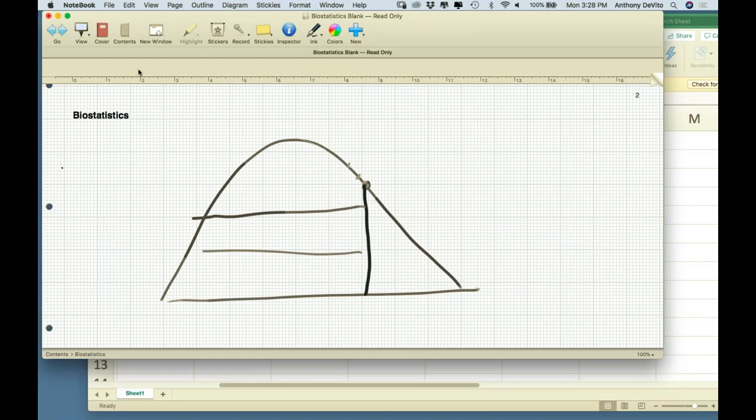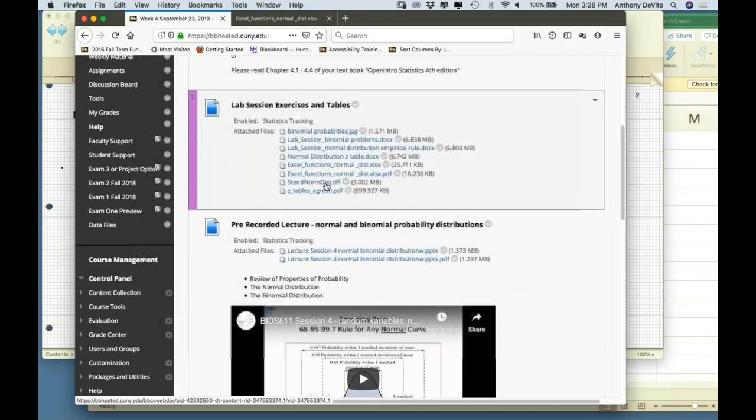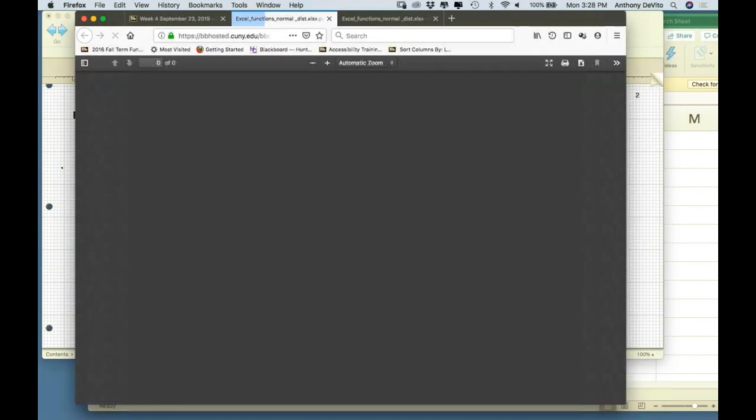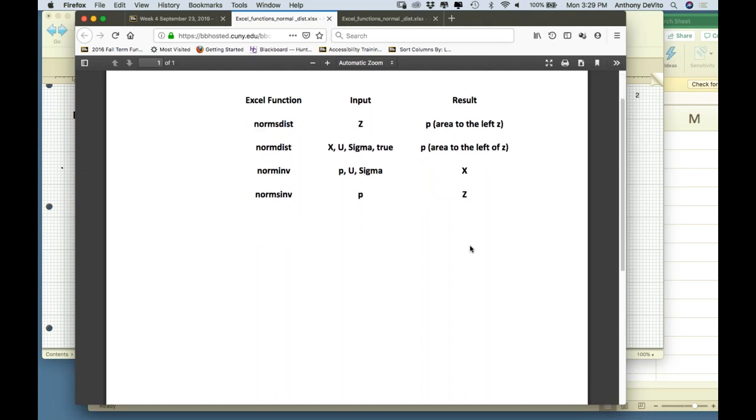Now, I have given you a table on Blackboard. Let me go back to Blackboard. I gave you a table on Blackboard, Excel normal distribution functions, a PDF file and an Excel file. Here it is. In other words, if you use NORM.S.DIST, if you tell it the Z score, it will give you the area to the left of that Z score. If you use NORM.DIST, if you tell it X, mu, sigma, and true, it'll give you the area to the left of that point. If you use NORM.INV, you give it the probability, the area of the curve, mu and sigma, it'll give you what the value was that you started with, X. If you give it NORM.S.INV, if you give it the P value, the area of the curve, it'll give you the Z score. So you can use these four functions to play around with.